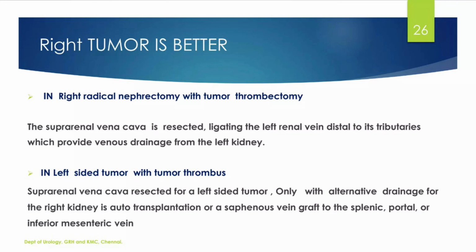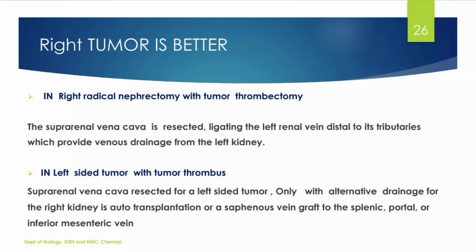But the problem is with the left side. If the tumor is on the left side, and we are going to perform the left radical nephrectomy with tumor thrombus, and we want to ligate the suprarenal vena cava, then on the right side we actually have no alternative drainage for the right kidney. So in this, we have two options: either go for autotransplantation, or place a great saphenous vein graft between the right kidney renal vein and connect it to the splenic vein or portal vein or the inferior mesenteric vein. Otherwise, we will have no option.